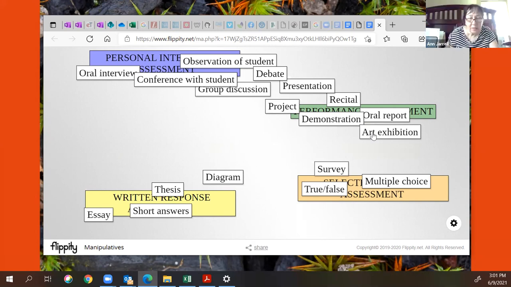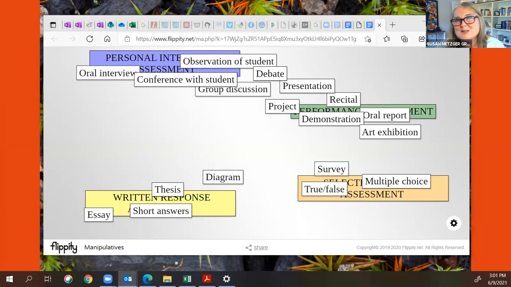About survey, it's a good question, Anne, because I had been thinking that too. A survey, if it's closed-ended, like rate on a scale of 1 to 5, or choose strongly agree, somewhat agree, disagree, then it's selected response. Yeah. But if it's a survey where you actually write your comments, then it would be a written response. Right. Also, sometimes I've seen people assign students to develop surveys or conduct surveys, so then I guess it would be performance. Yeah, that depends on how the survey is used in that instance.